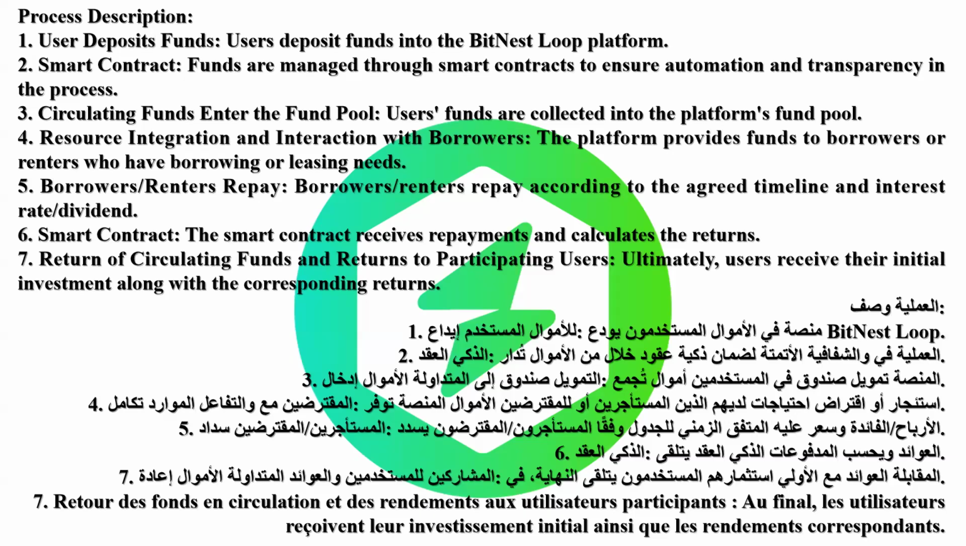And then after that, what happens? Resource integration and interaction with borrowers. The platform provides funds to borrowers or renters who have borrowing or leasing needs. Then the next step is the borrower or renter repays, according to the agreed timeline and interest rate dividends, right? And then what happens next? The smart contract again. The smart contract receives repayments and calculates the returns. After that, the returns are distributed to the participating users. So ultimately, users receive their initial investment along with the corresponding return.